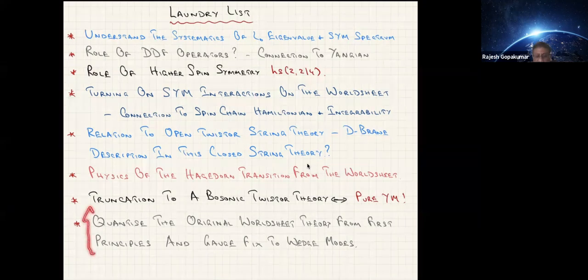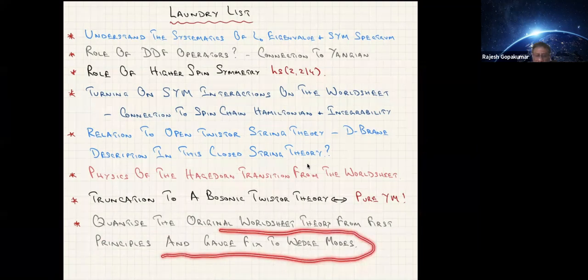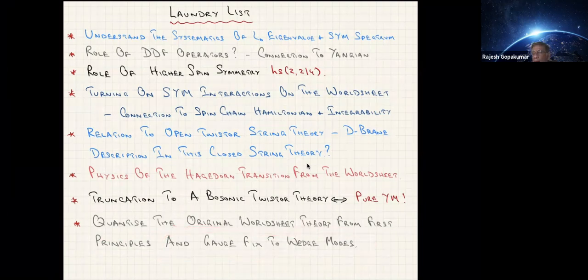One of the pressing things is to quantize from first principles, like I said, some BRST quantization with the ghosts, etc., in response to some of the questions, and show explicitly that you can gauge fix to these wedge modes. This will also suggest exactly how you could potentially truncate and turn on interactions, etc. So this is one of the very pressing questions to address here.